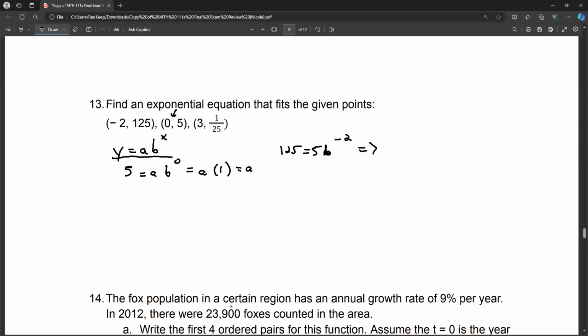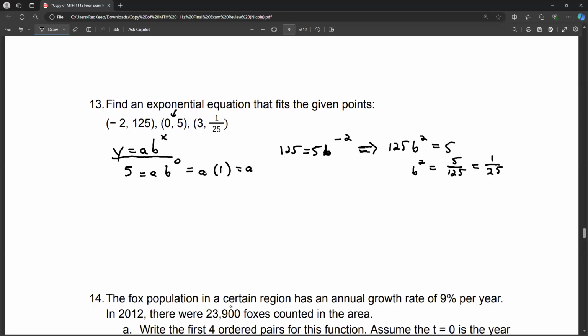So this implies that getting rid of that negative exponent might be your first step. Then maybe I'll multiply both sides by b squared, and so I'll get 125 b squared is equal to 5. Then dividing both sides by 125 to get b squared by itself, I get 5 over 125, and 5 and 125 have a greatest common factor of 5. Let's see, I think that's 1 over 25.